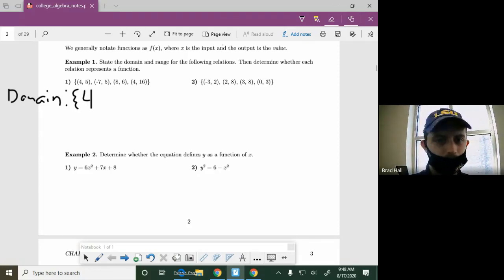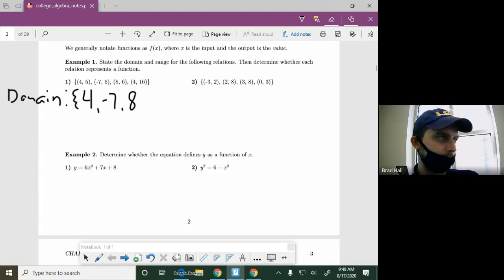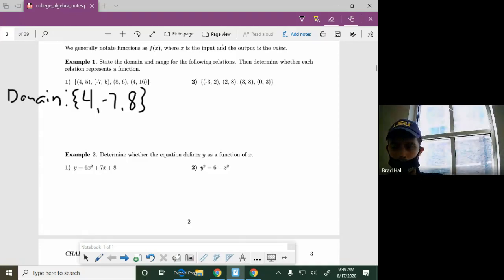4, because that's the x value. And then I see a -7. And then 8. So virtually, I'm listing off the first value in every ordered pair, because that's the x value. And then I see another 4 for the last pair, but I already have a 4. So I'm not going to write it again. And that should be a closed curly brace. Okay, that's the domain. They don't have to be in order, but just get rid of any duplicates.